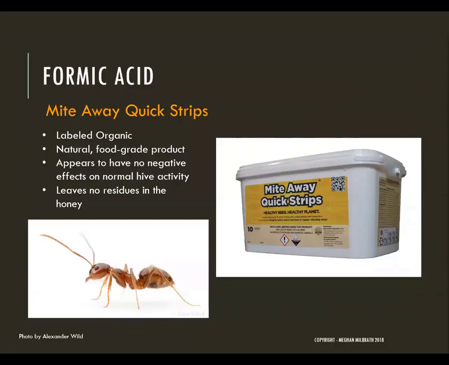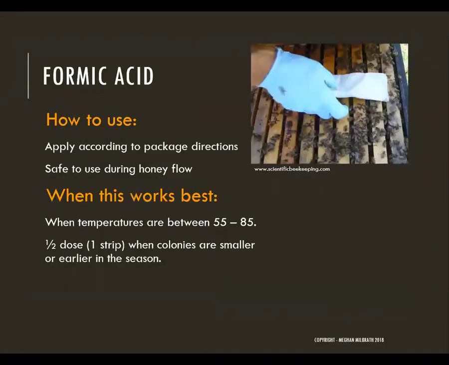I have the picture of an ant on here, not because I was getting confused, but because formic acid is something that we find in ants. When ants bite you, it's the thing that stings. So it is something that is completely naturally derived. The main option that we have to use it is MiteAway Quick Strips. And then that same company, NOD Apiary Products, also made Formic Pro, which is a similar version. They're applied the same way. I think I have a slide of that coming up. You want to, of course, apply it according to package directions.